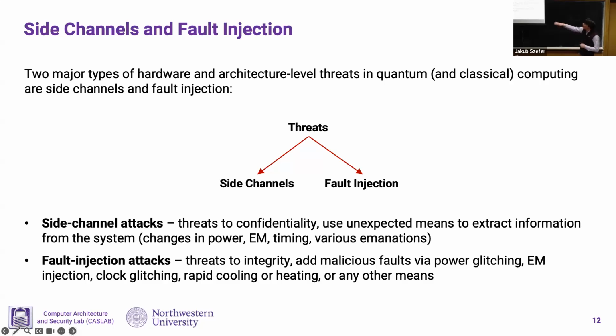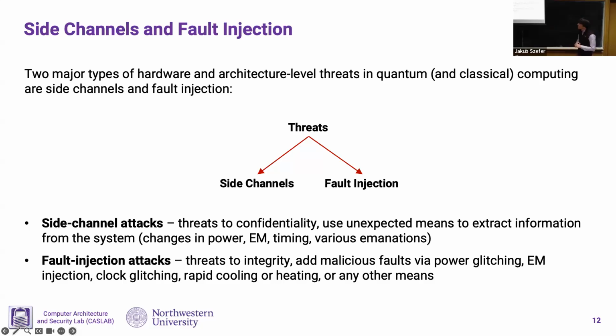And then on the other hand, we have fault injection, where you basically want to change the integrity or modify something. Maybe even if you don't have access to read it, you're just flipping some bits in memory, or flipping some qubits in the case of a quantum computer. And at least in classical computers, it's mostly focused on power, EM, or clock glitching, because most circuits are synchronous sequential circuits. So if you can mess up the clock, you can mess up the computation, or, for example, heating or cooling.